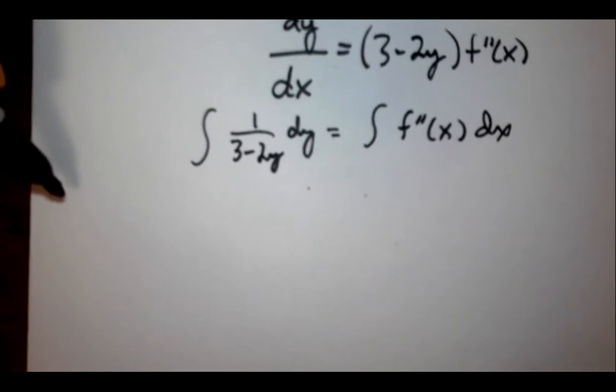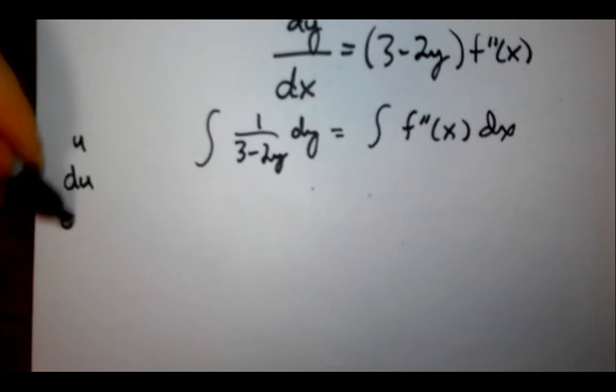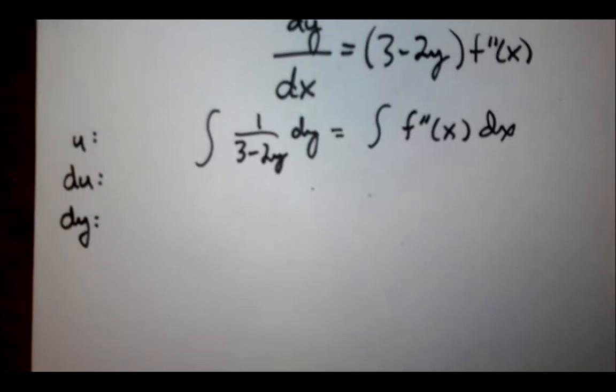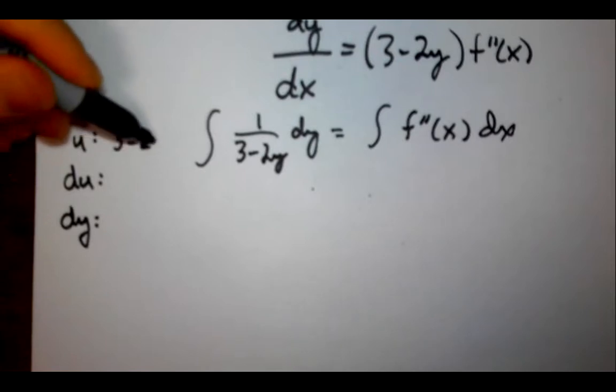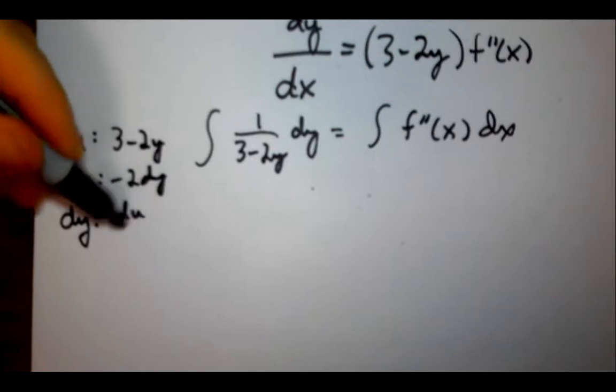Keep going. Okay, so then I did U substitution on the side. So then the U was 3 minus 2y, du was negative 2 dy, and then dy was negative du over 2.